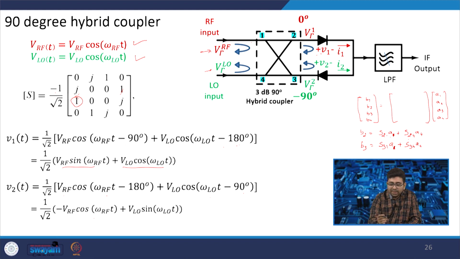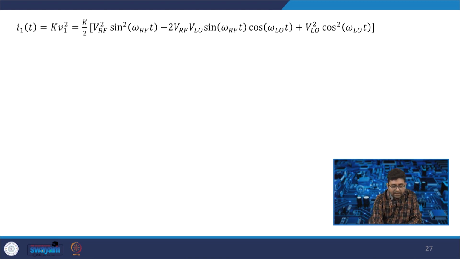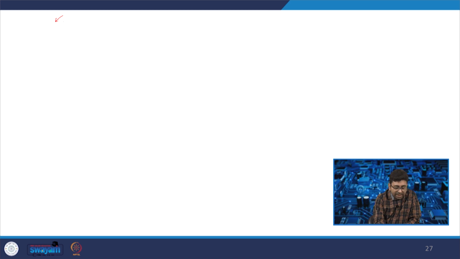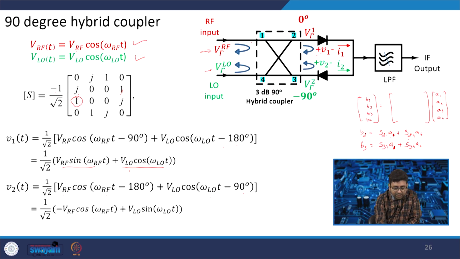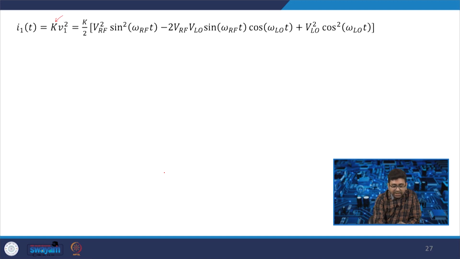Now what we need is how the diode behaves. We will consider the diode as a square law device, with a constant k and V1 square. It has many other terms also, but if we consider only V1 square, the current I1 t is the square of this term. So that we will get VRF sin square omega RF t plus 2 VRF into VLO sin omega RF t cos omega LO t plus VLO square cos square omega LO t.